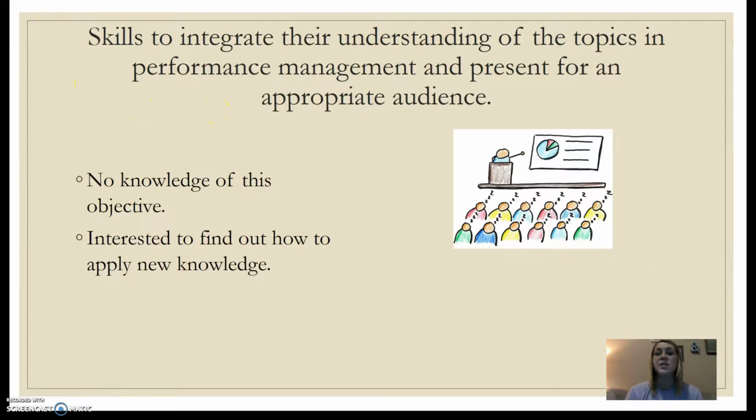Lastly, we have skills to integrate their understanding of topics in performance management and present for an appropriate audience. So because I don't have any prior knowledge of any sort of research or theories or implications of performance management, I also don't have any skills to integrate that knowledge into my performance management. But I'm definitely glad I'm in this class. I'm interested to find out how to apply this new knowledge so I'm able to integrate these new skills into my current career.